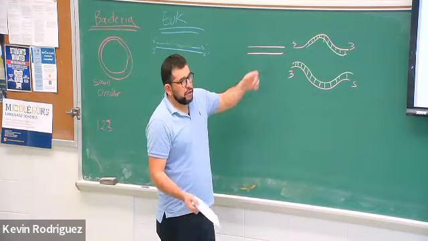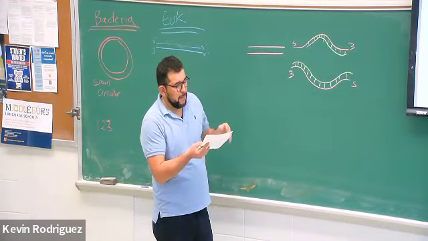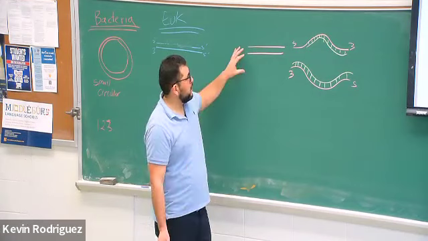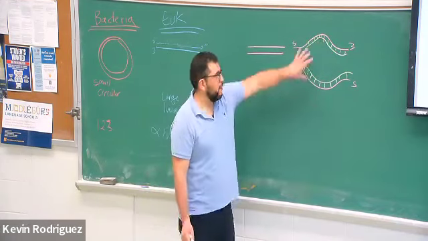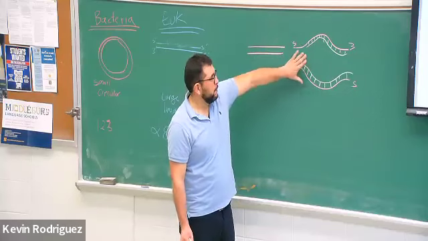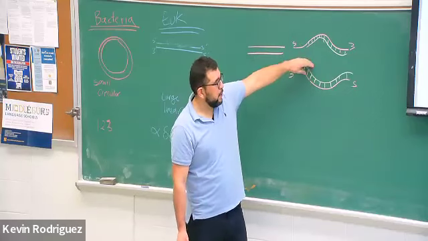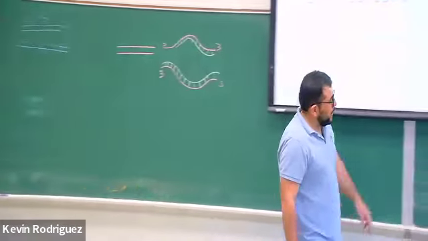When they were first trying to figure this out, some people thought that they were replicating them in chunks and somehow it would get put back together. Some people thought that they would completely copy each other, and then the two green ones would become a group and the two pink ones would become a different group. But this is the way it does it: one old strand, one brand new strand.